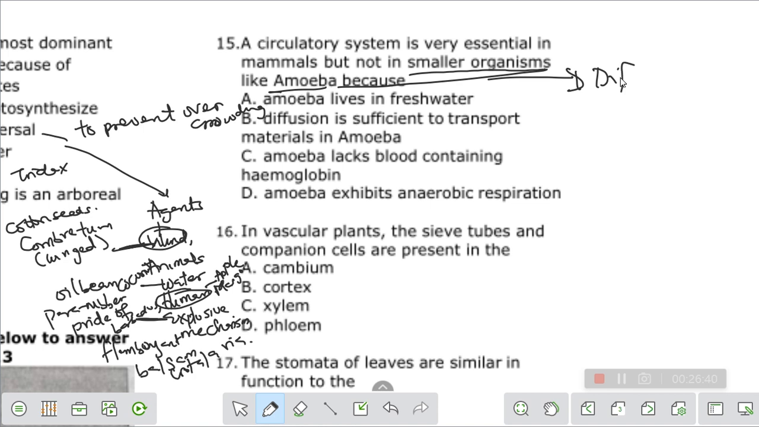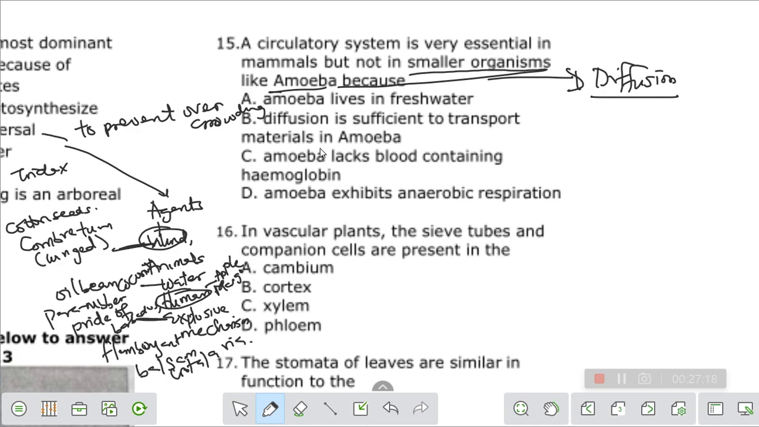So now what's the answer? B, diffusion is sufficient to transport materials in amoeba. So this is the answer, because simple diffusion is enough for amoeba to circulate materials within it. But the reverse is the case in human beings. We have to use the circulatory system because our body is so complex. Amoeba is just unicellular, so diffusion is enough for amoeba to survive.